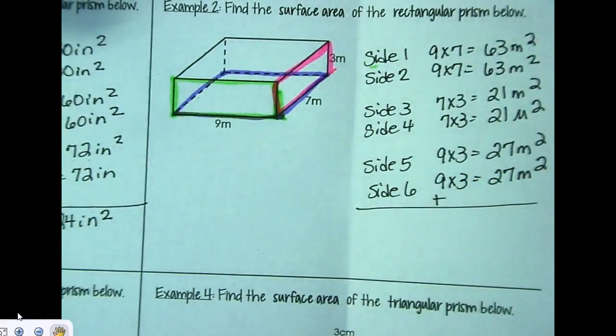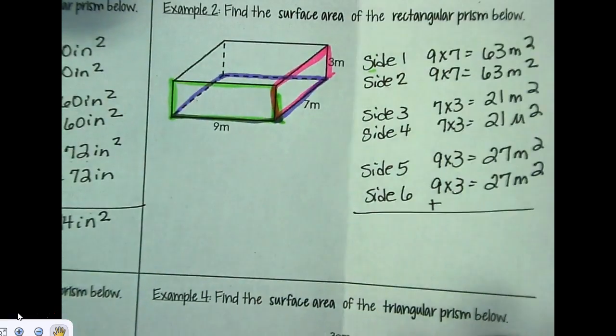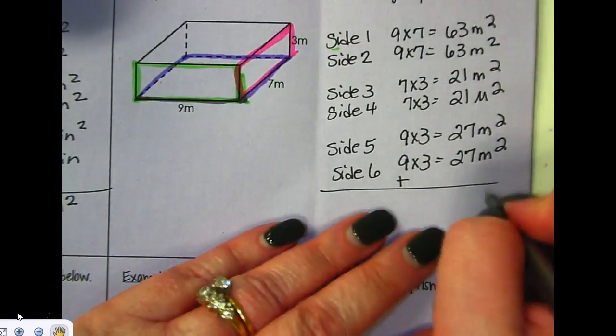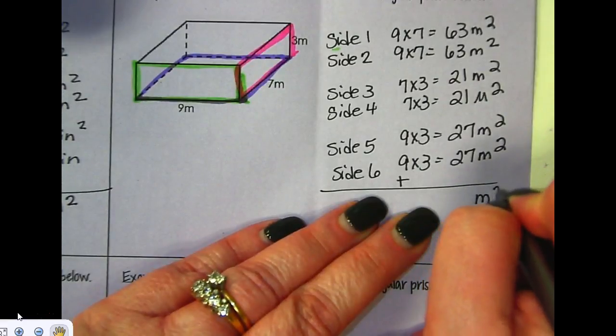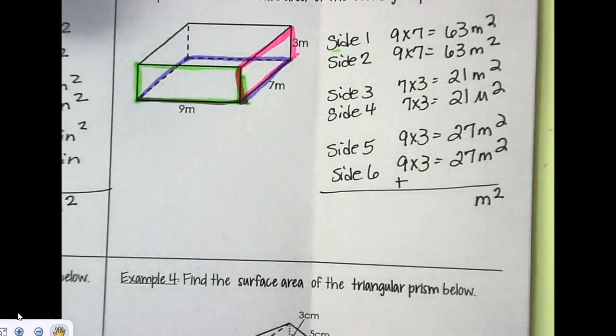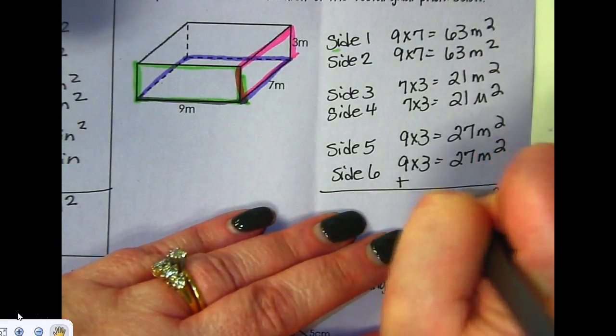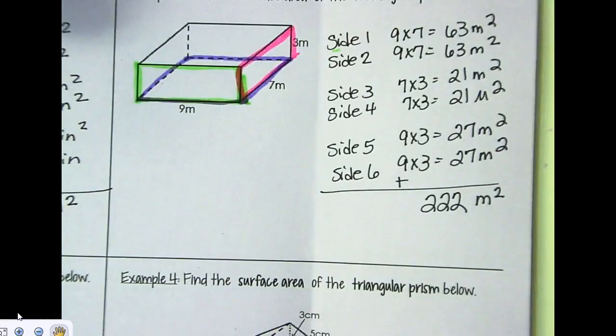Add them up. What do we get when we add them up? 222 meters squared.